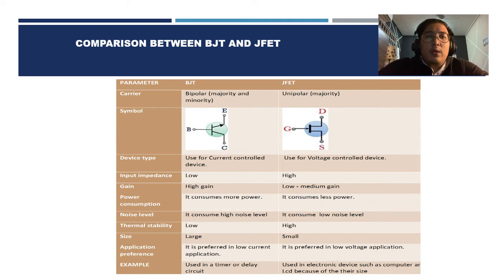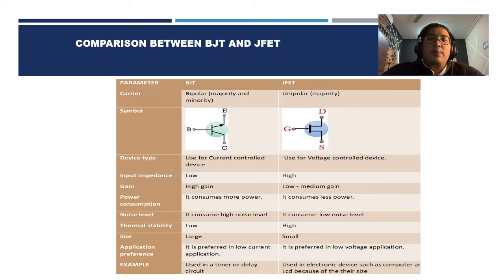Next, power consumption. BJT consumes more power and JFET consumes less power. For noise level, BJT has a high noise level and JFET has a low noise level. For thermal sensitivity, BJT is low and JFET is high. For the size, BJT is large and JFET is small. For application preference, BJT is preferred in low current applications and JFET in low voltage applications.